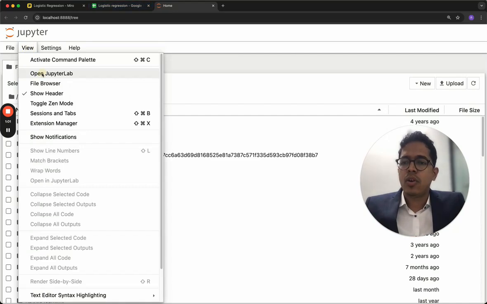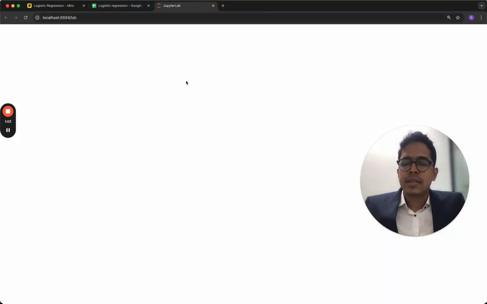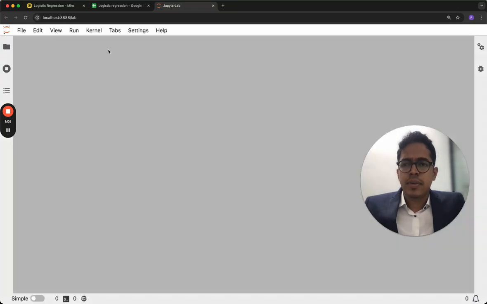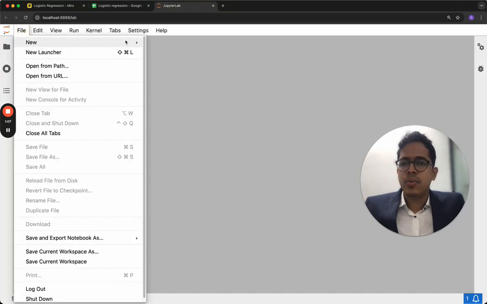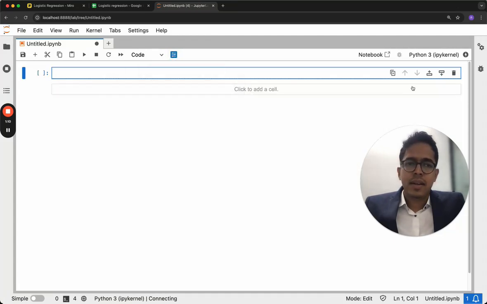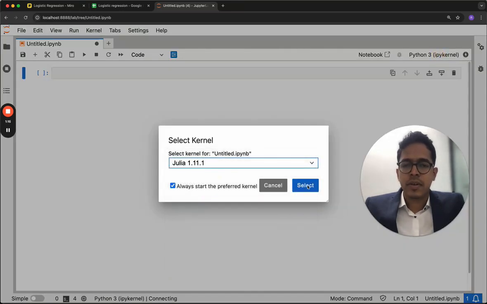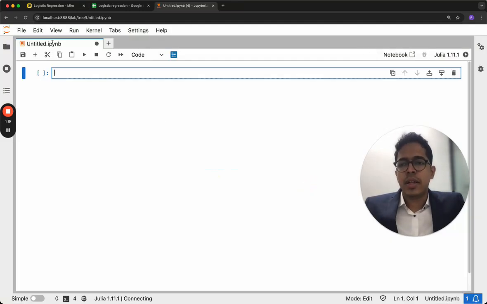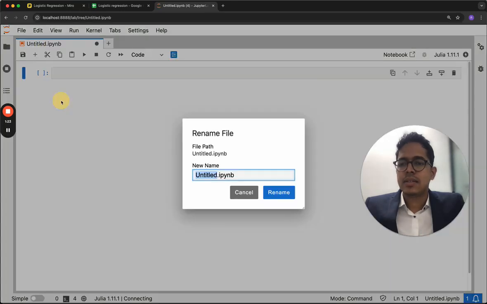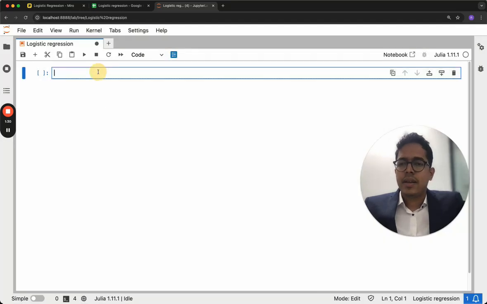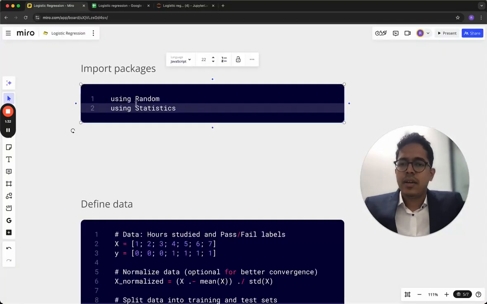So click View and open Jupyter Lab. This should open a fresh notebook. So click File, New, and Notebook. But I think here in my case, the default is Python. So it shows IPython kernel. So click this, and change to Julia 1.11.1. Now I'm in Julia. And here, right click, and let me rename this as Logistic Regression. Okay, fine. So now let's copy the import packages.